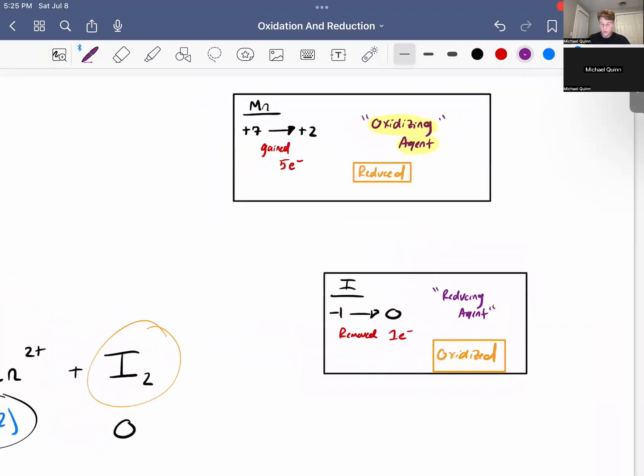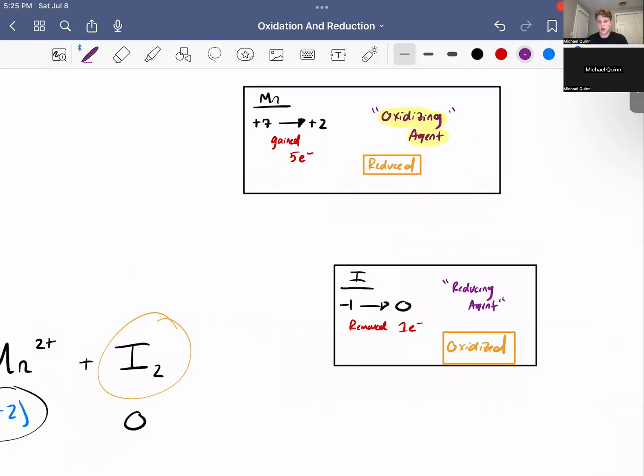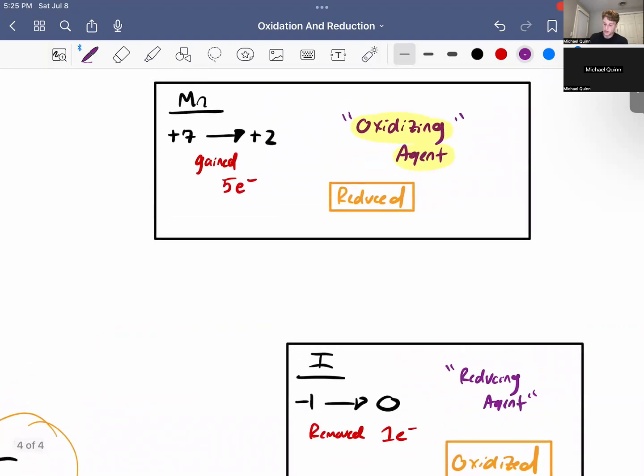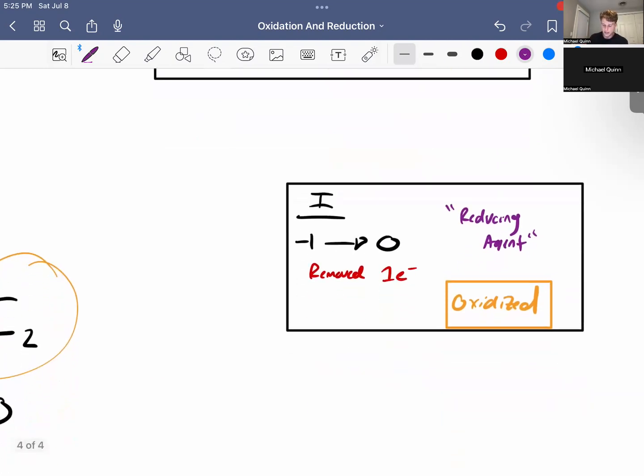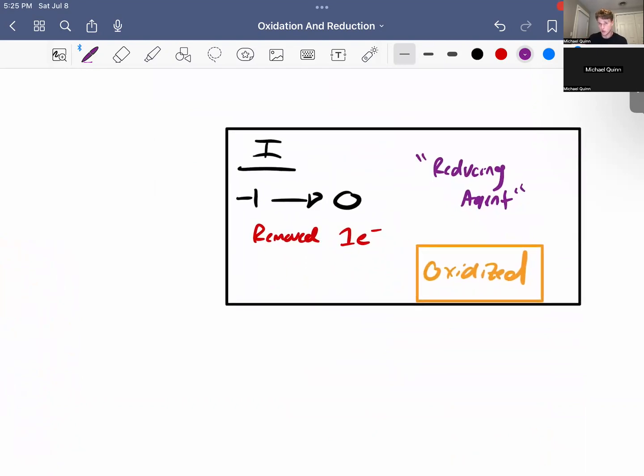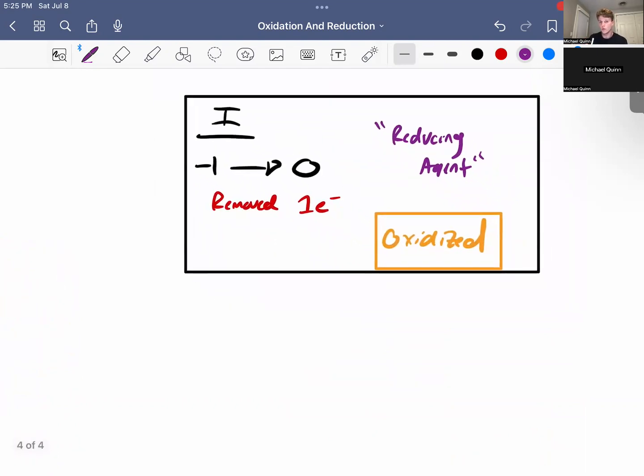So overall, once you have decided which species gets oxidized and which species gets reduced, you can say the species that gets reduced is your oxidizing agent because that species is able to gain electrons because of someone else. And the species that gets oxidized is your reducing agent because removing electrons from that species allows another species to gain electrons and get reduced.